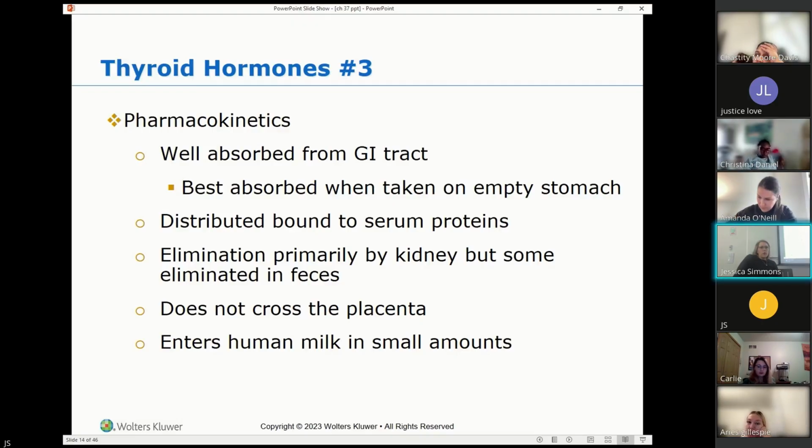Okay, so distributed bound to serum protein. So if your patient is malnourished or has low albumin or total protein, you could have an excess in the drug because it's not bound to enough proteins, which means there's a lot of free drug in the bloodstream. So you want to make sure your patient is eating enough, consuming enough protein for their body. Elimination is primarily by the kidneys, but some is eliminated in the feces. It does not cross the placenta, but it does enter human milk in small amounts.